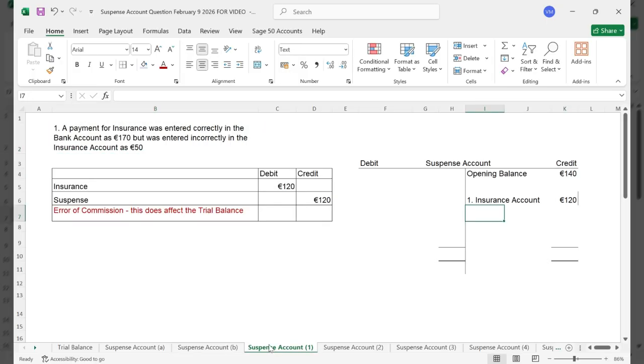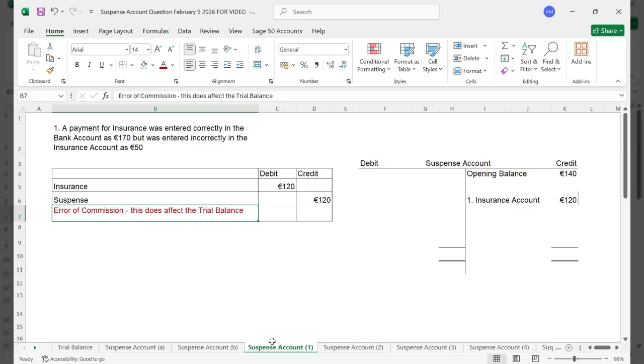Okay, the first mistake. A payment for insurance entered correctly in the bank account, incorrectly in the insurance account. There should have been a debit in the insurance account of 170. There was only 50 put in, so clearly to fix that, you have to put a debit into the insurance account. In this case, you credit the suspense account. And basically, you have to describe the type of error. Was an error of commission. Okay, they entered figures, but the figures weren't right. And in this case, it does affect the trial balance.